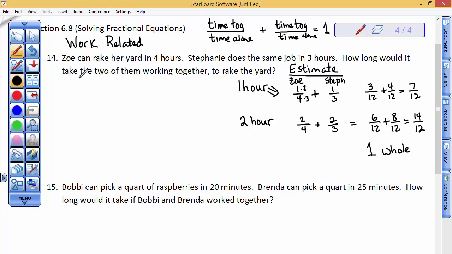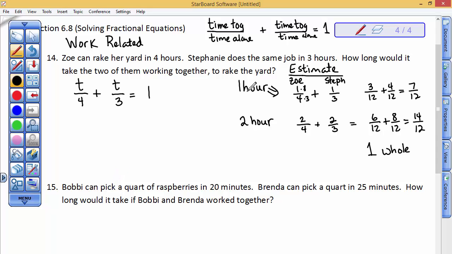So what I'm going to do is write in this thought right here: their time together is T. T divided by 4 would be Zoe. That's the portion of the project she'd do, 1/4, 2/4. I need to find out T. Stephanie would be T out of 3. And they've got to get the whole project done. And I have a rational equation now to solve.